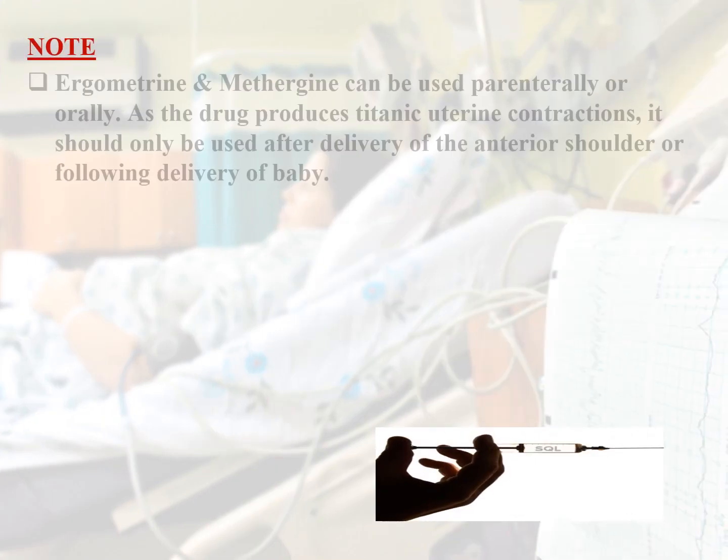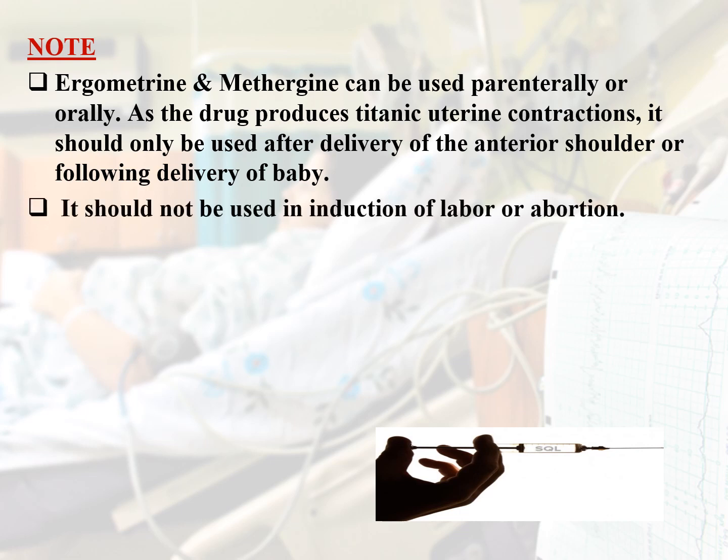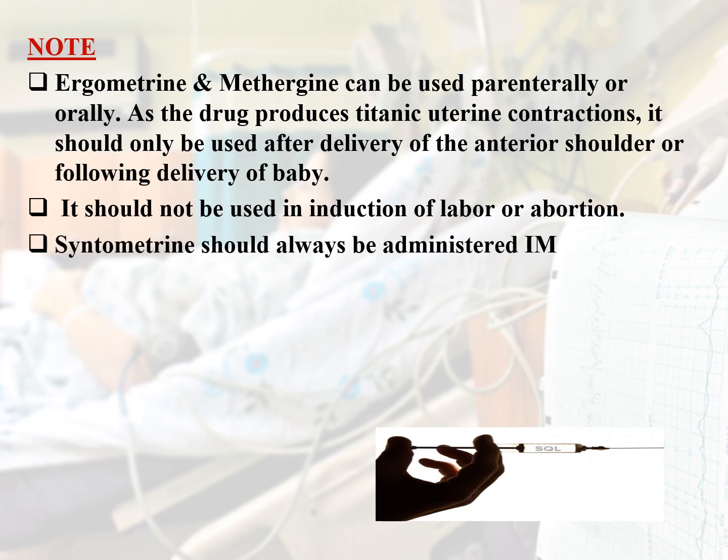There is an important note to be considered. The ergometrin and methergin can be used parenterally or orally. As the drug produces tetanic uterine contractions, it should only be used after delivery of the anterior shoulder or following delivery of the baby. It should not be used in induction of labor or abortion. Synthometrin should always be administered intramuscular.